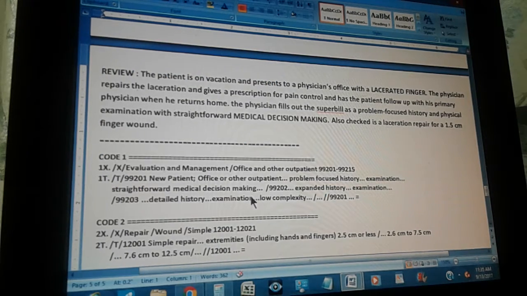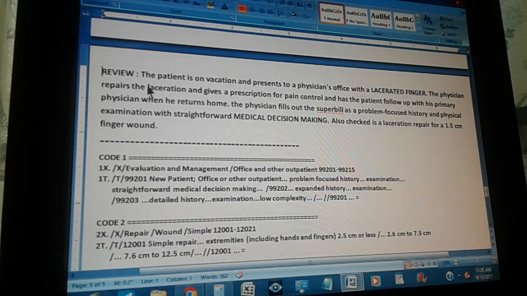Okay, this is the summary of the whole problem. It's a review. The patient is on vacation and presents to a physician's office with a lacerated finger. The physician repairs the laceration, gives a prescription for pain control, and has the patient follow up with his primary physician when he returns home. The physician fills out the superbill as a problem-focused history, problem-focused physical examination with straightforward medical decision making. Also checked in the superbill is a laceration repair for a 1.5 centimeter finger wound. So we want you to code those 2 things.